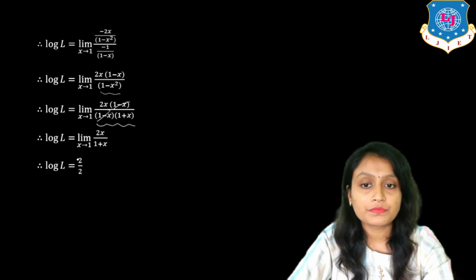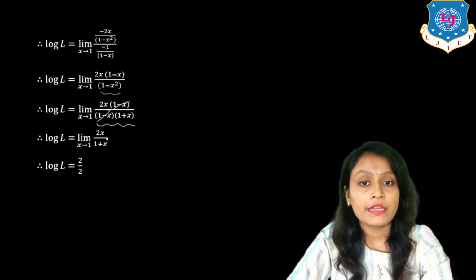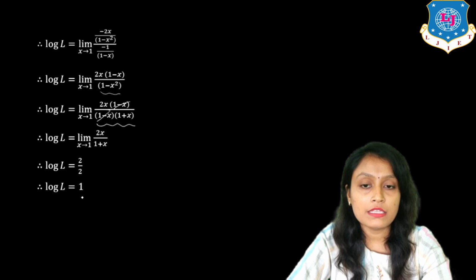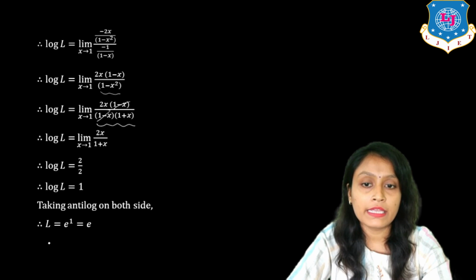Okay. Now just substitute the limit. Okay, so in place of x write down 1. So you will get log L is equal to 2 upon 2. It will get cancelled, so we will have log L is equal to 1, and taking anti-log on both the sides, you will get L is equal to e raised to 1. This is equal to e. Okay, so this is what we want to prove.